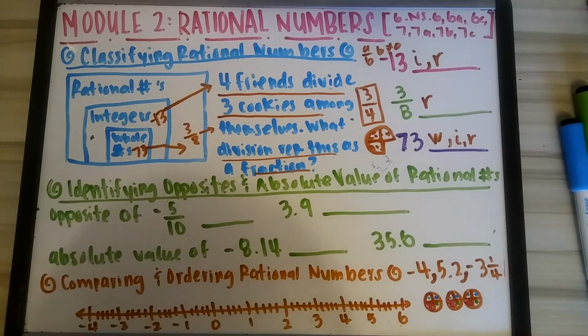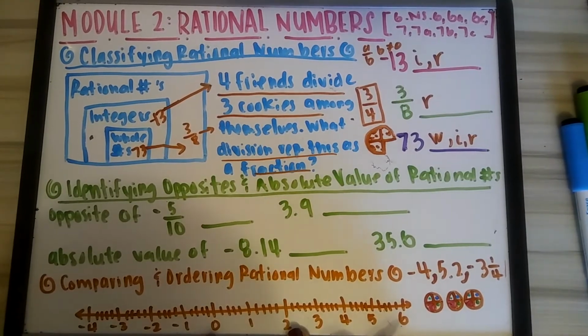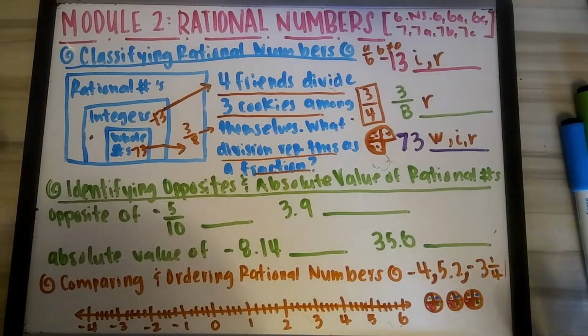If it's a positive, it's going to be a negative. And absolute value is the distance from the number to 0 on a number line. It's always going to be positive, okay? So absolute value is always, always positive, never negative, because distance is not negative, okay?